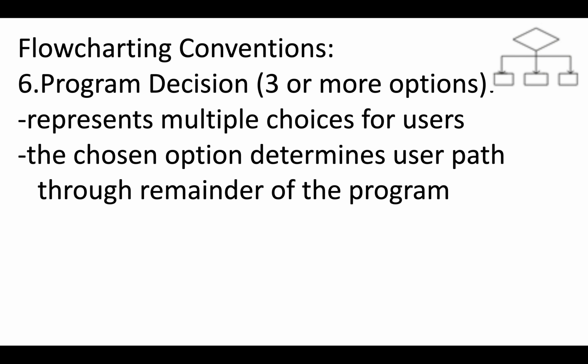Finally, you have the program decision, where you have 3 or more options. As you see, it combines a number of different elements that were just spoken about. It represents multiple choices for users, and the chosen option determines the user path through the remainder of the program. As a result, it's quite useful.